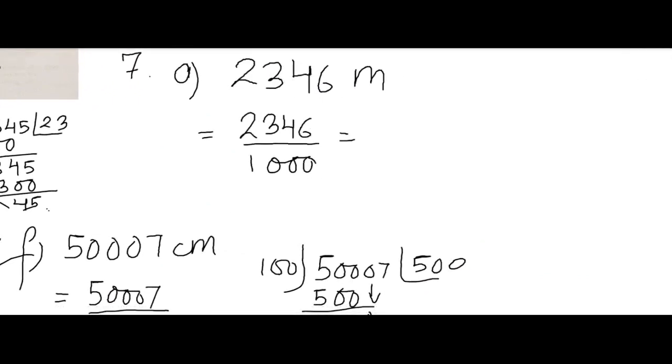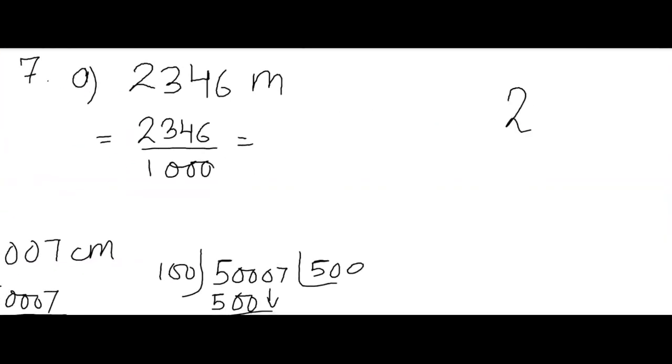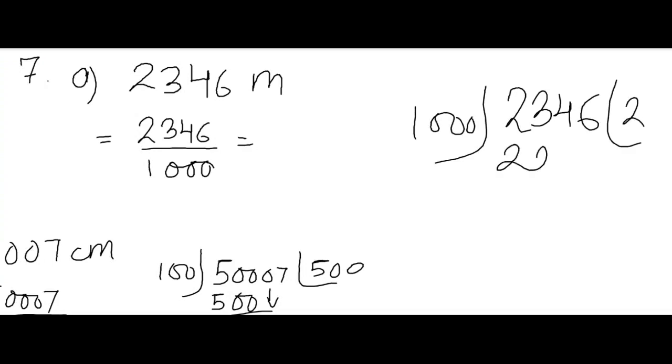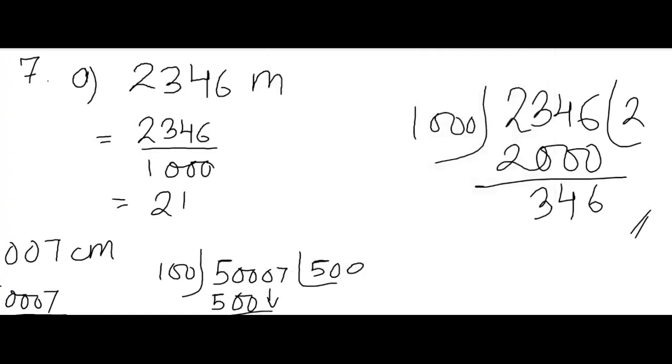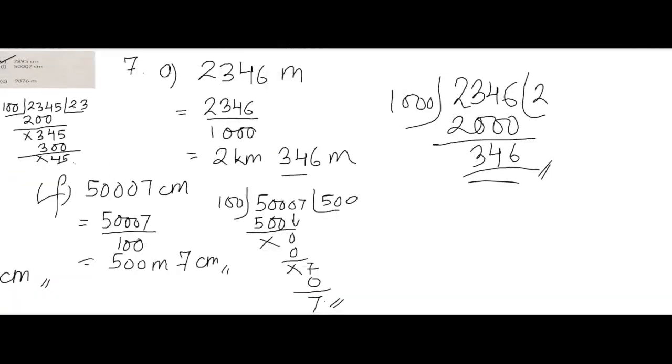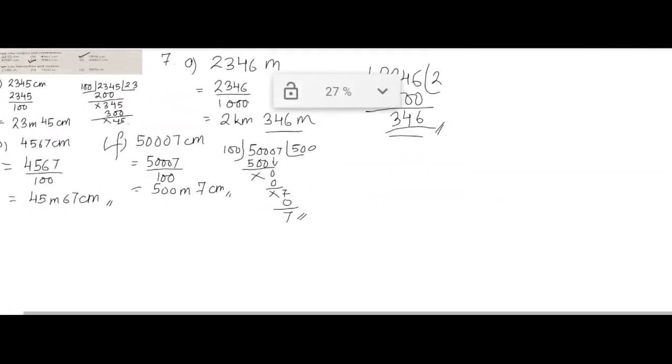It is already given in meter, so you divide it with 1000. We know that 1000 2s are 2000. So after subtracting it, you will get 346. You will write the quotient in kilometers. So your answer will be 2 kilometer 346 meter. Okay, 2 kilometer 346. The remainder you will write in meters only. So 2 kilometers 346 meter.